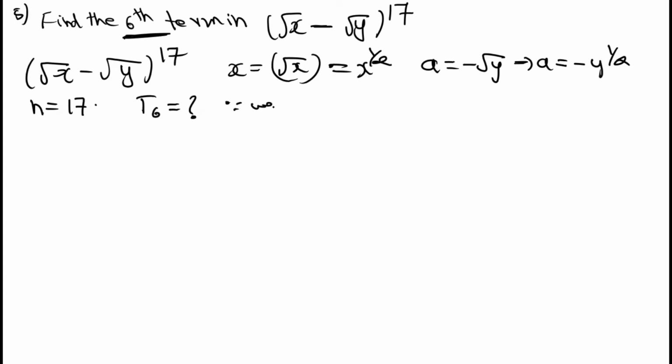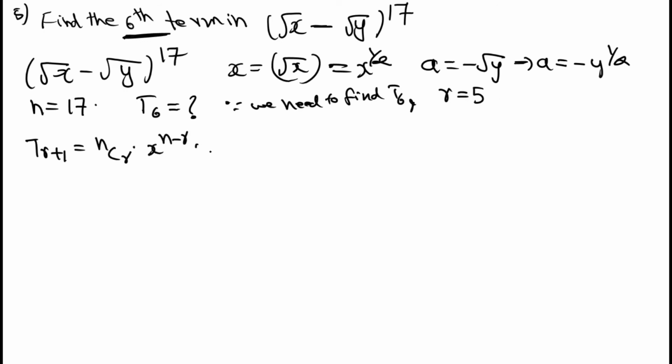Then since we need to find T6, what is the r value? R value is 1 less than the required value. So r value is equal to 5. Okay, now write the formula. T(r+1) equals nCr into x to the power n minus r into a to the power r. Then T6 you need to find. So T6 equals, how to write T6 in the form of T(r+1)? T(5+1).